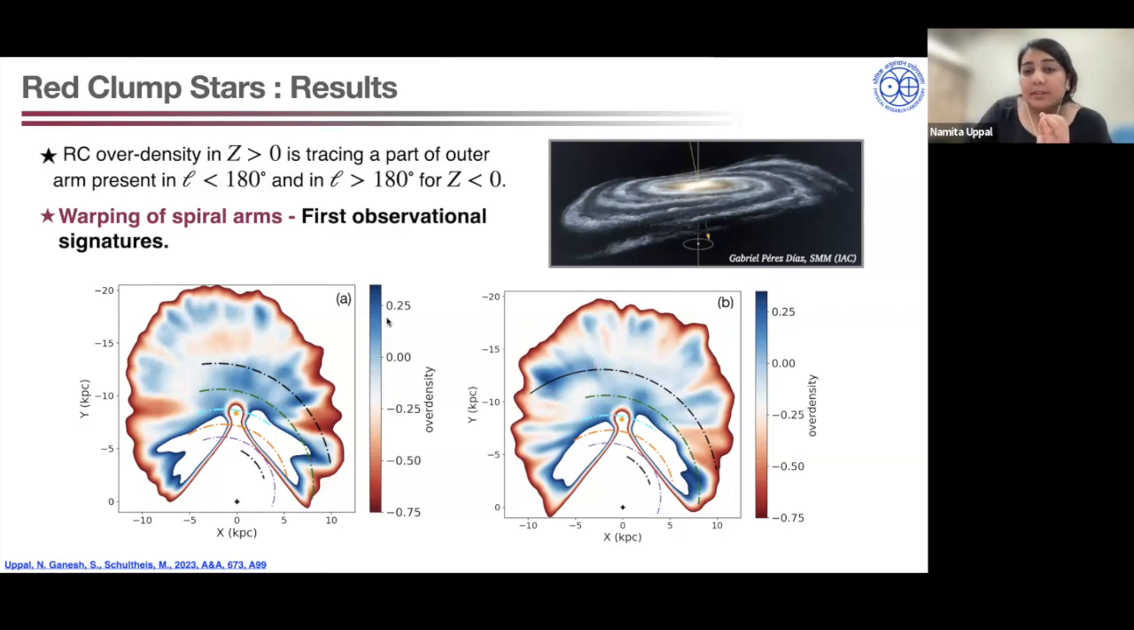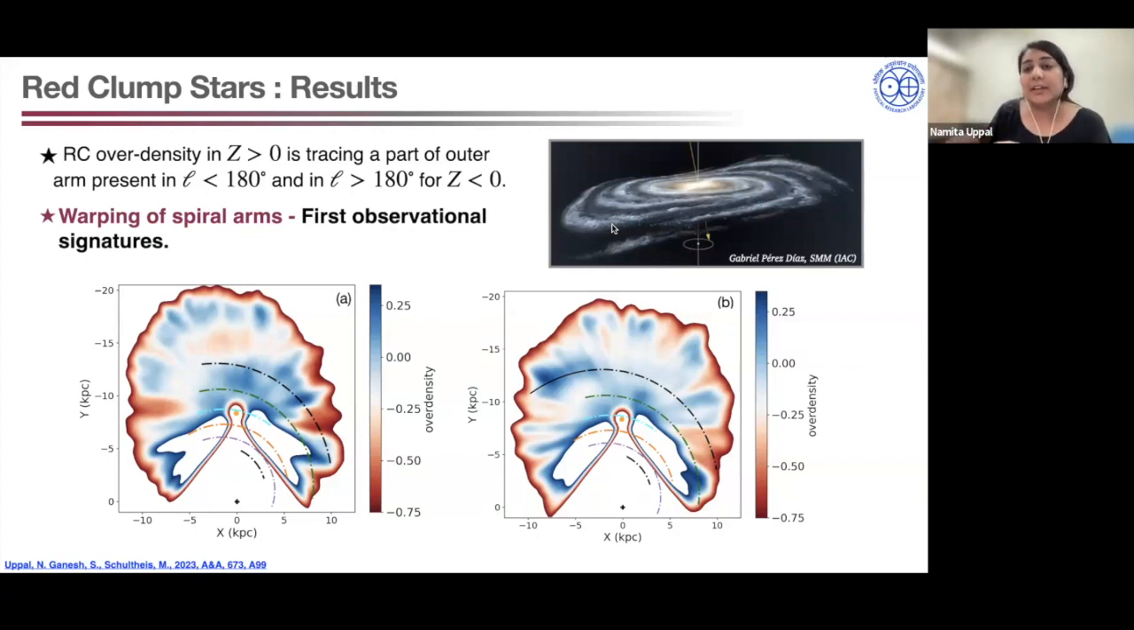And relating it with an artistic impression, here we can see the stars which are above the galactic plane. So above the galactic plane, a part of the spiral arm is getting traced. So a part of the galactic spiral arm is present above the galactic plane, and the other part is bending below the galactic plane. So this explains that our disk or the spiral arms are not flat, but are warped upward in one direction and downward in the other direction. So this was the first observational signature explaining the warping of the spiral arm.